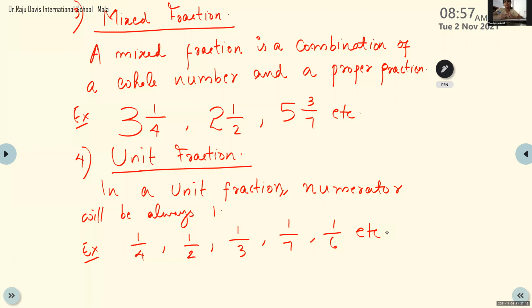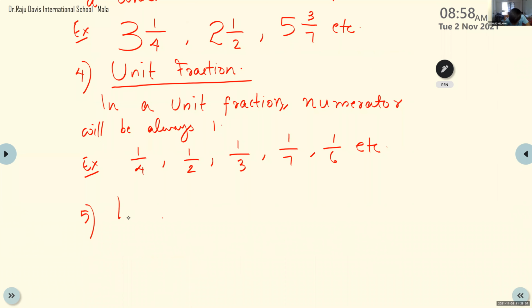Then like and unlike fractions. The next one, the fifth one, is like fractions.